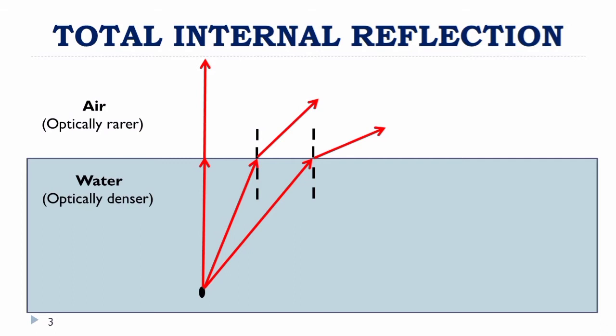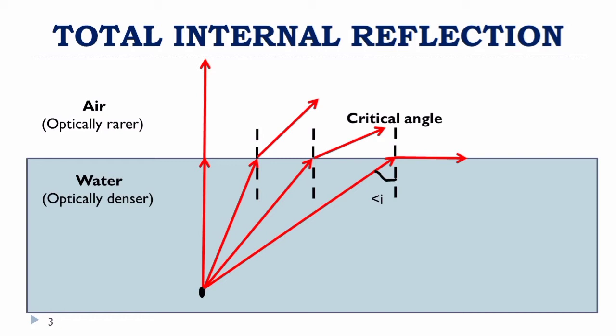If you observe, the amount of refraction is increasing as the angle of incidence is increasing. Now if you see, for this particular incident ray, the refracted ray is traveling through the interface or through the boundary of the two mediums, air and water. This angle of incidence is known as the critical angle.